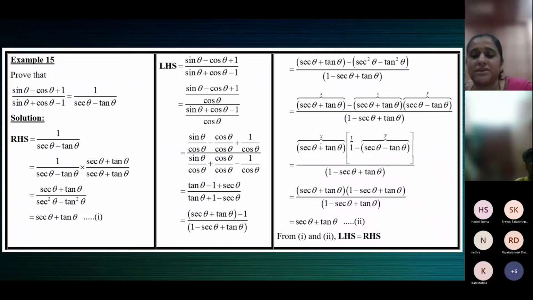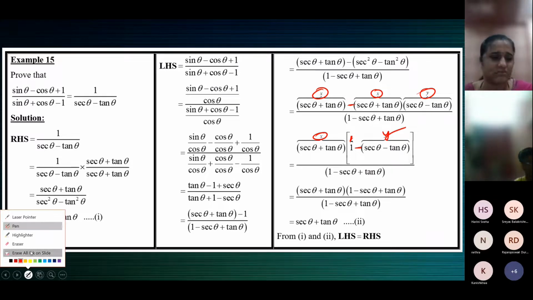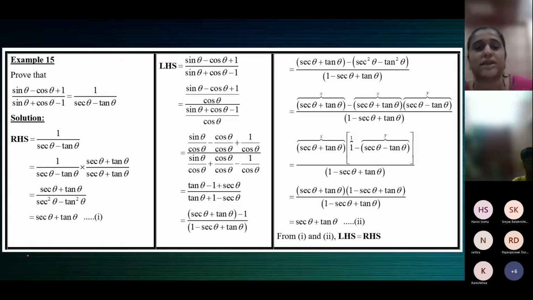See here now when you multiply. Secant theta plus tan theta into 1 is secant theta plus tan theta. Minus secant theta plus tan theta into secant theta minus tan theta is this one. Just taking out secant theta plus tan theta common, that's all. And I've also shown you x minus xy. X is common. In the bracket, you will get 1 minus y. You don't have to write all that. You can write it now, but in the exam, don't write that. You can write it in your books now to understand.